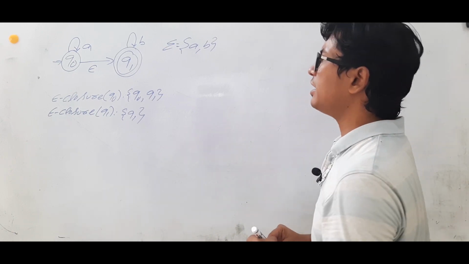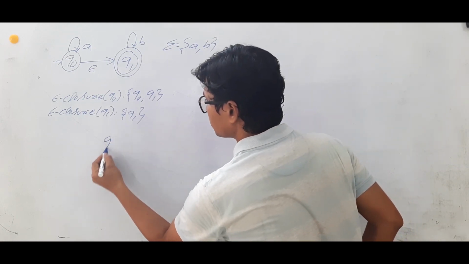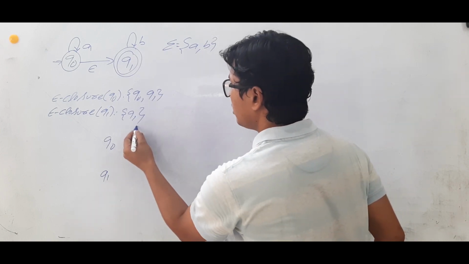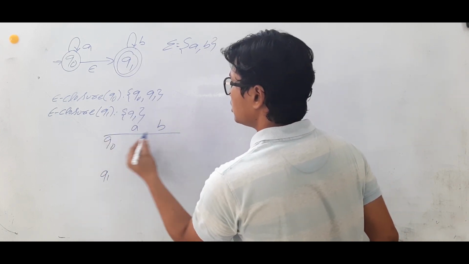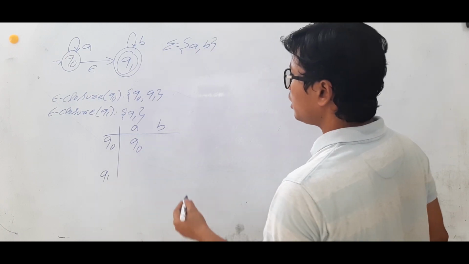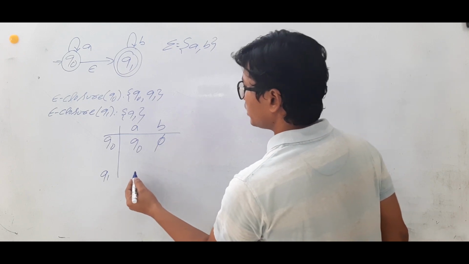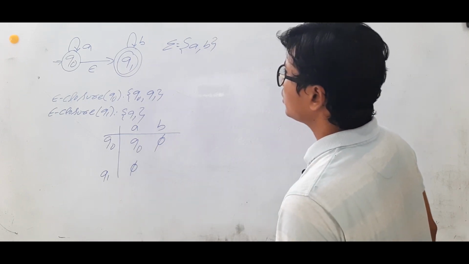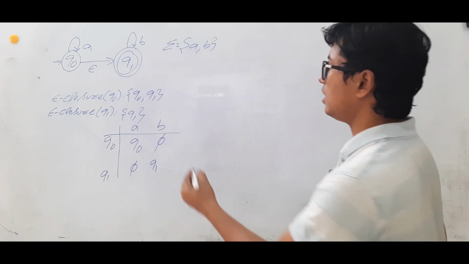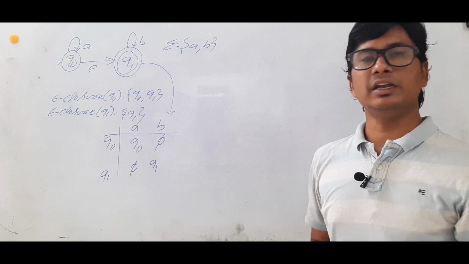Now, I need to find the transition table. What is the transition table of the Epsilon NFA? It consists of all the states and all the alphabets. So Q0 on A, you are going to Q0. Q0 on B, you are not going anywhere. Q1 on A, you are not going anywhere. Q1 on B, you are going to Q1 itself. This is the transition table for the given transition diagram.